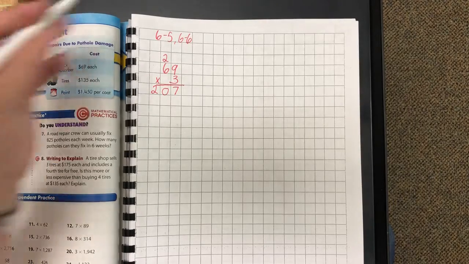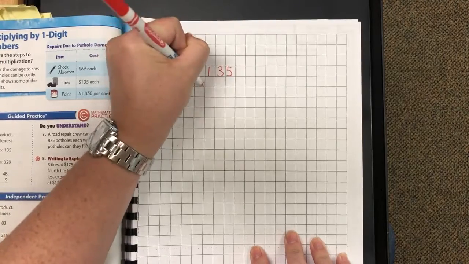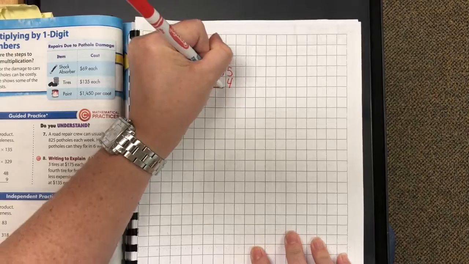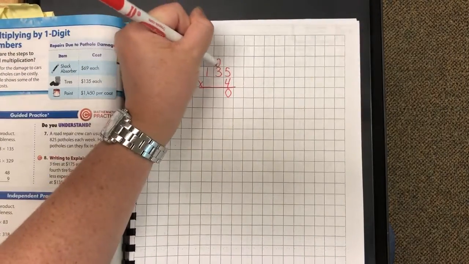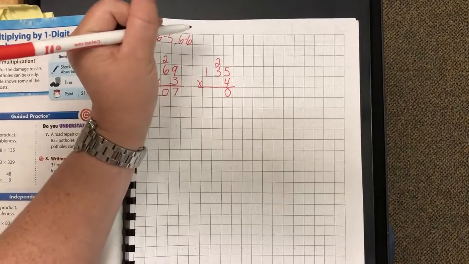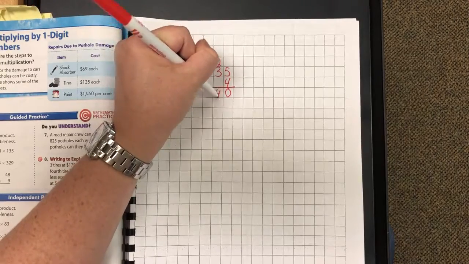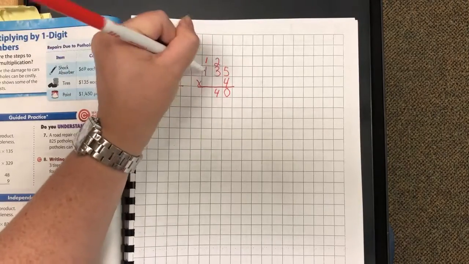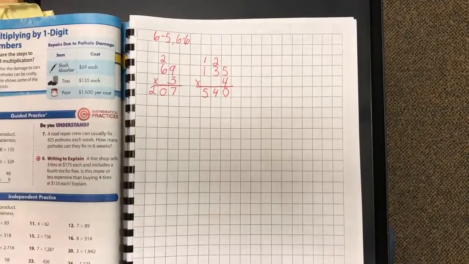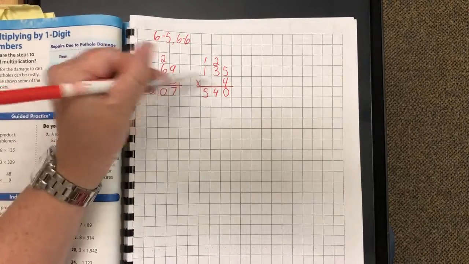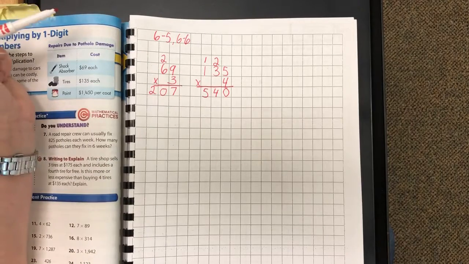What about 135 times 4? 4 times 5 is 20. Okay, right, my 0, carry my 2. 4 times 3 is 12. Plus 2. Write my 4, carry my 1, and then 4 times 1. Plus 1, 540. It's the same thing, it's just now I have another extra step before I'm finished.